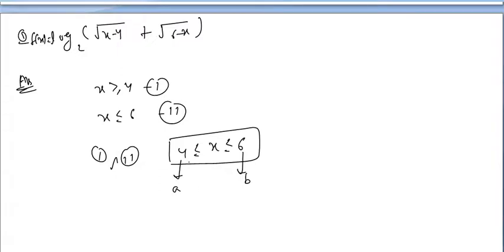So after finding a and b, find the critical points, that is, where the derivative is 0 or the function is not defined.